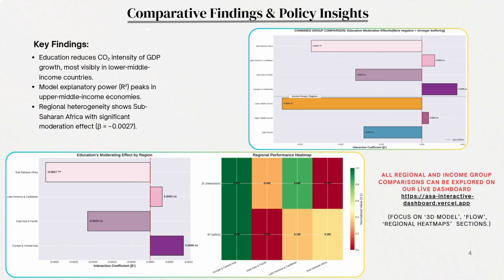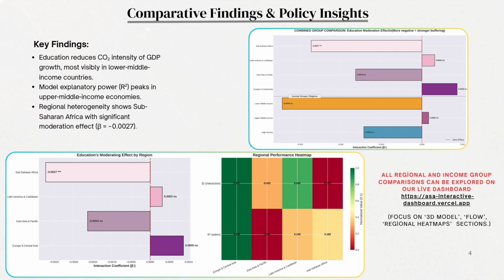On the regional side, Sub-Saharan Africa demonstrates a strong moderating effect, indicating that investment in education yields both social and environmental benefits. The heat map on the bottom summarizes the heterogeneity. Greener regions perform better, with stronger educational moderation and higher model fit.